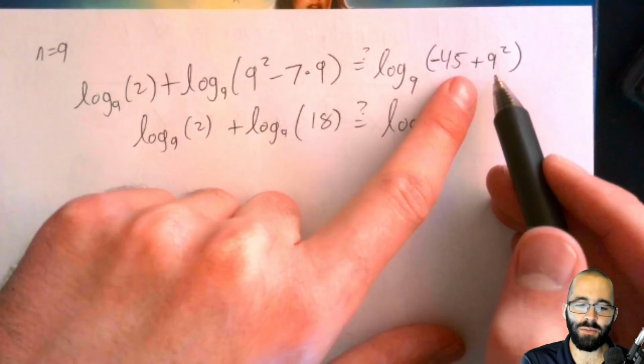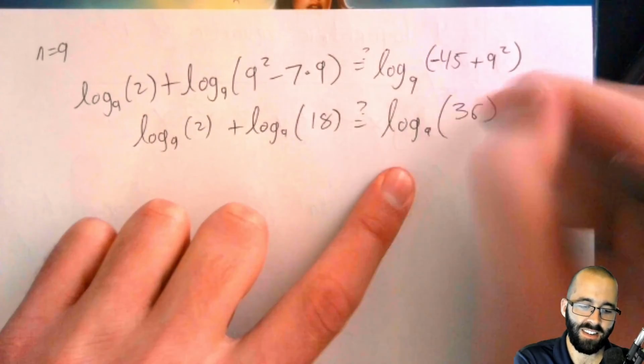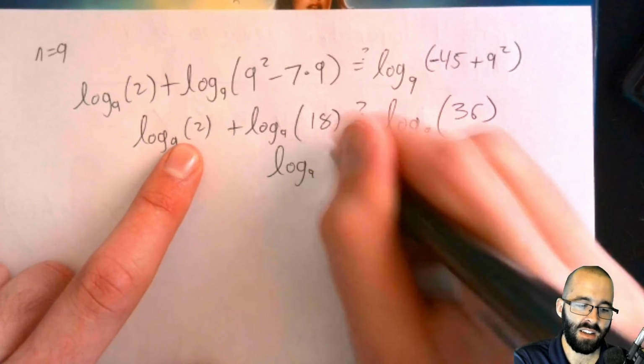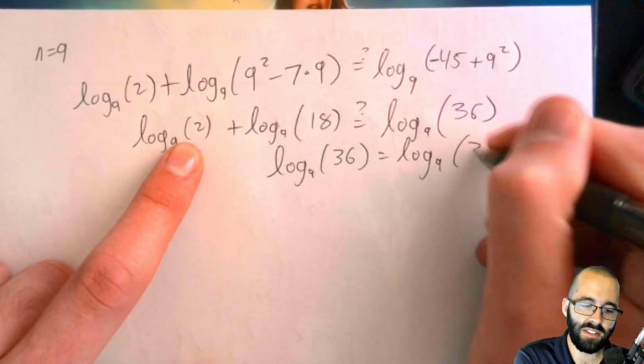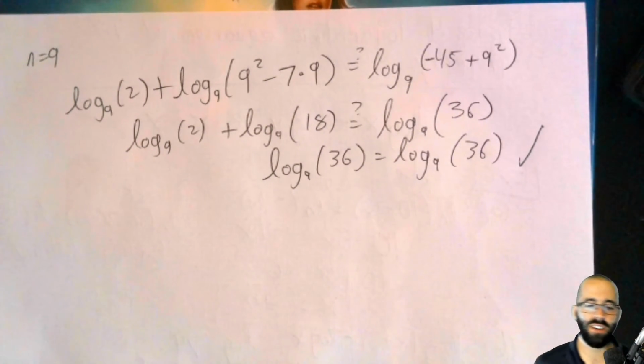So negative 45 plus 81 becomes a positive 36. Oh, and we can multiply the insides to get log base 9 of 2 times 18, which is 36. Yeah, that's equal to log base 9 of 36. Great. So this one checks out.